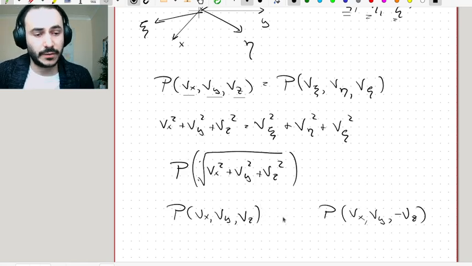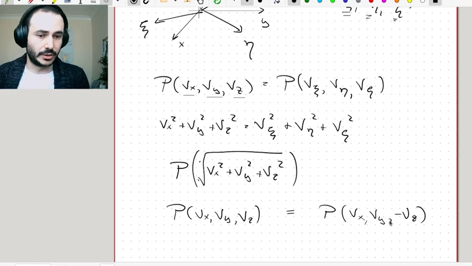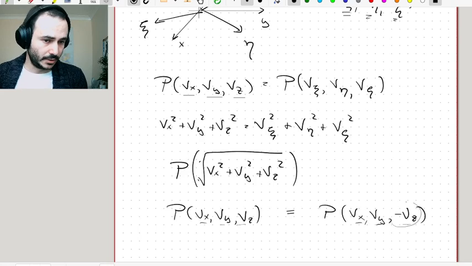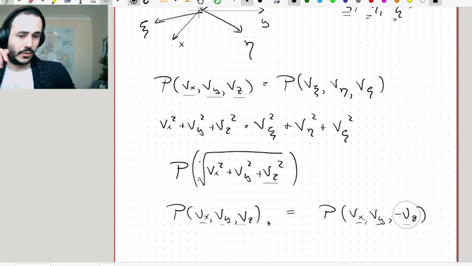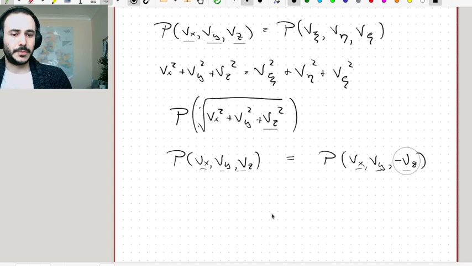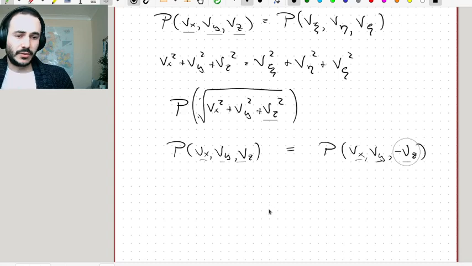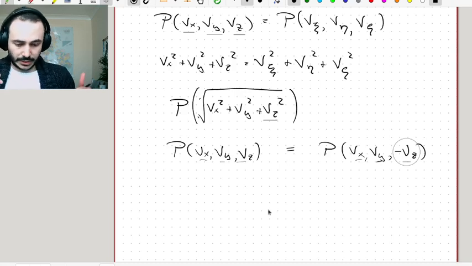with the same modulus in the velocity, it has to be the same, because these two vectors have the same modulus. I don't care if this sign is negative because it's going to appear squared in the argument of the function. So it's equally likely to find a particle with velocity v that is coming into the wall as it is to find a particle with the same velocity going away from the wall.